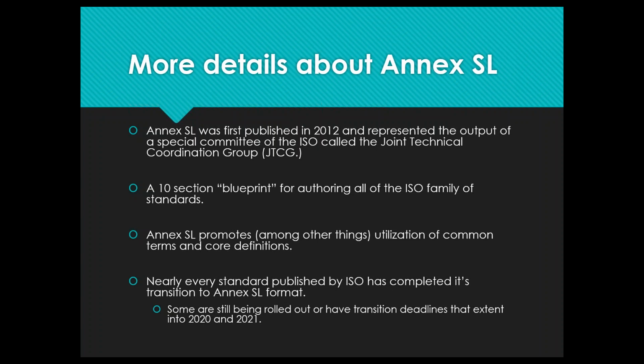Now, just about every standard that the ISO writes has completed its transition. It's been updated. Now, some are still in the midst of the transition deadlines. ISO 45001, for example, their transition deadline is up ahead. But the larger picture here is that we're nearly there with all of these standards transitioning. And there's obviously going to be new standards in the future. But the big picture is that these new standards and current standards and content has all been updated.